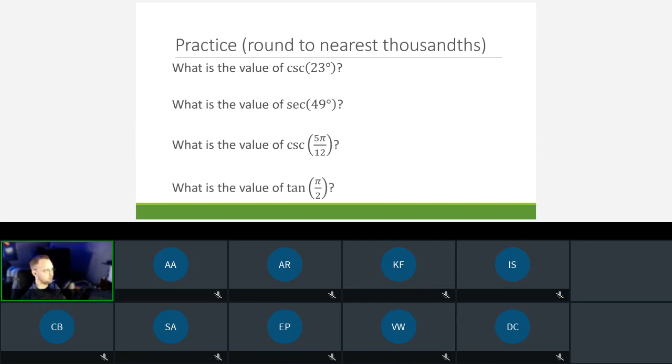And let's see if my writing works today. It should. So we should have 1 divided by the sine of 23. And we'll just pretend that's a nice solid line. So yeah, sine is the inverse. Well, 1 divided by sine.